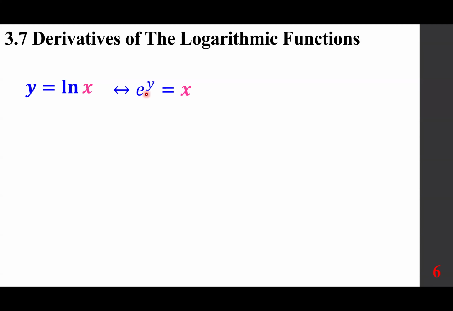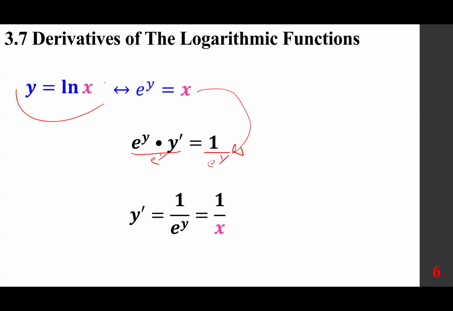And we know how to differentiate this using implicit differentiation. e to the power of y is itself times y prime, and x is 1. To solve for y prime, we're going to divide by e to the power of y. And as you know, e to the power of y is x. So the answer is, if y equals ln x, y prime is 1 over x, which means all you have to do, write its reciprocal, flip it over.